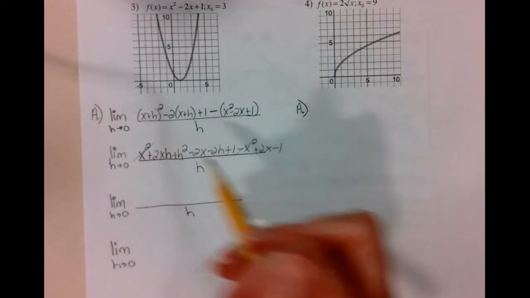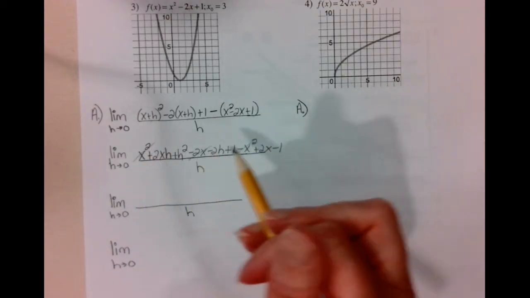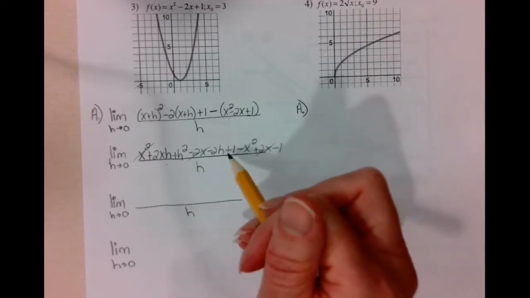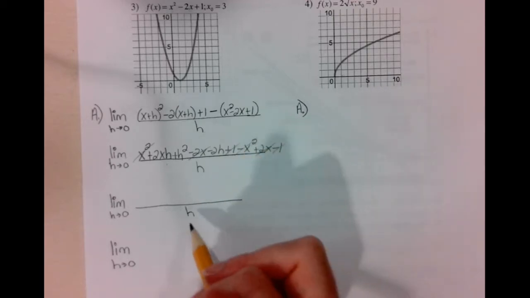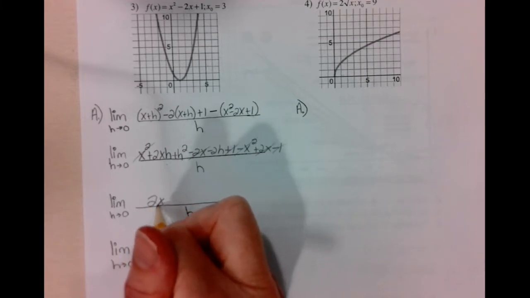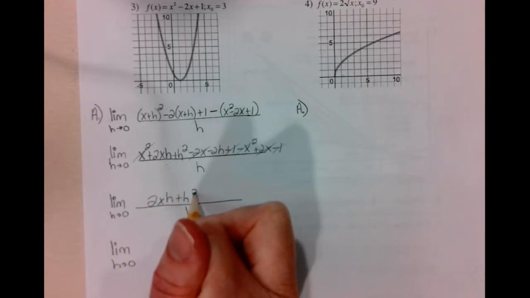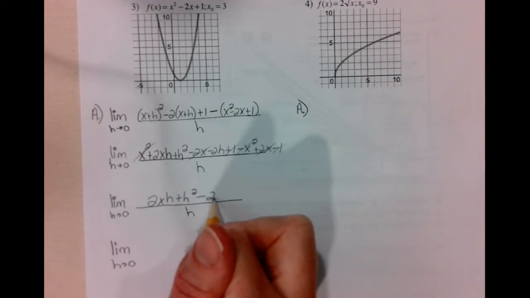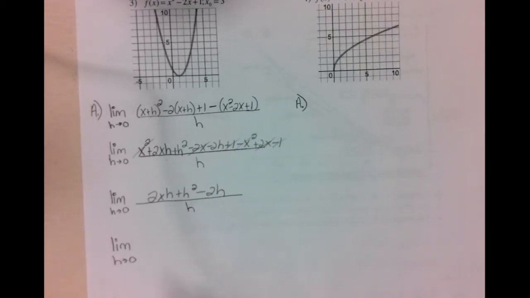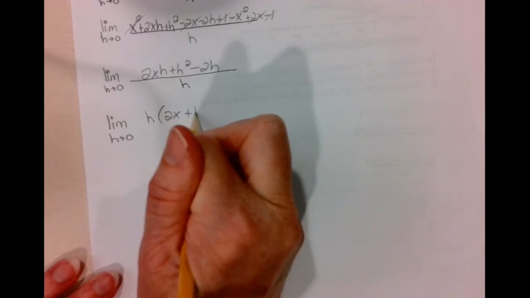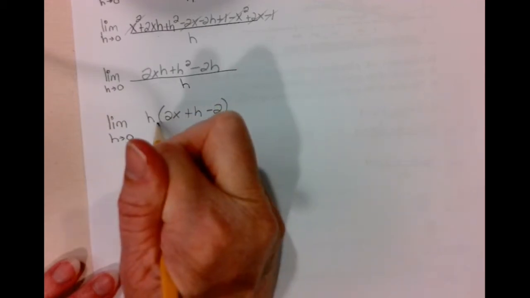X squared here and x squared here cancel each other. Negative 2x and 2x cancel each other. 1 take away 1 cancels. I am left with 2xh plus h squared and then minus 2h for terms. Notice they all have h in them. So I am going to say h times 2x plus h minus 2 is being divided by h. This allows me to cancel the h.